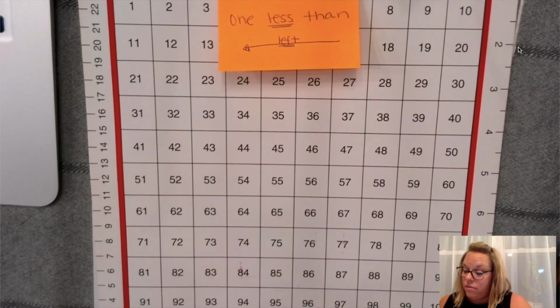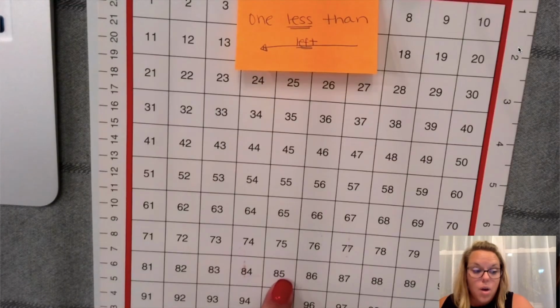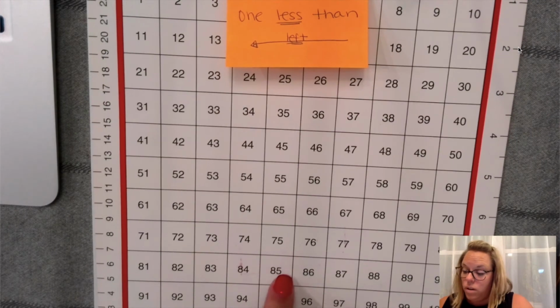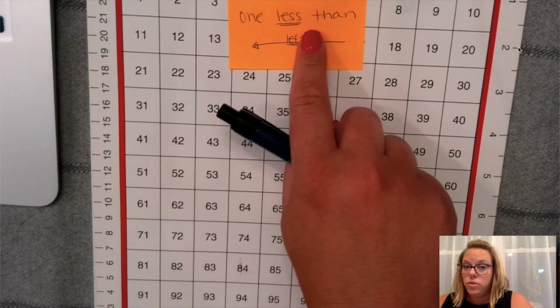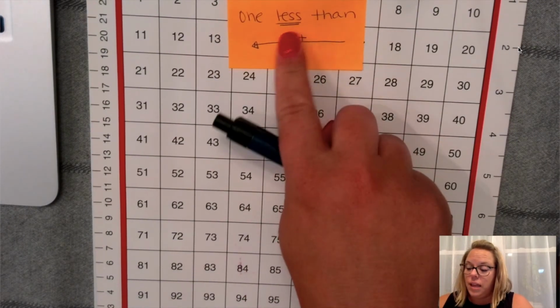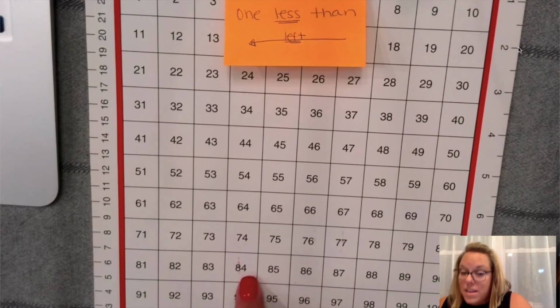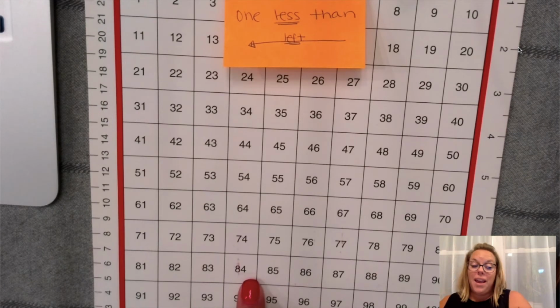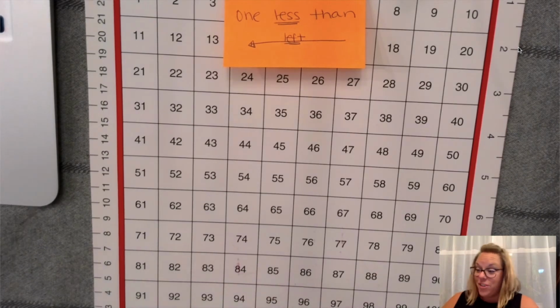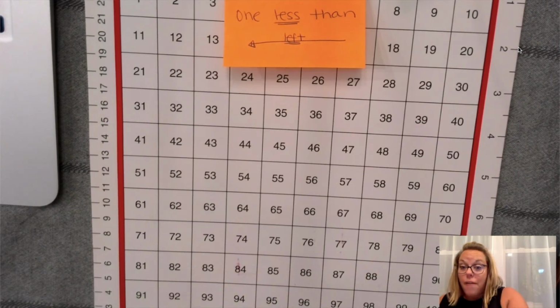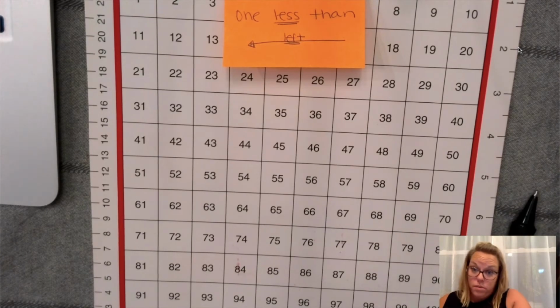Last one. Go to 85. Find 85. There it is. What's 1 less than 85? Mrs. Friedrichs said if it's less than, I go to the left 1 spot. 85. Go to the left 1 spot. What's 1 less than 85? 84.